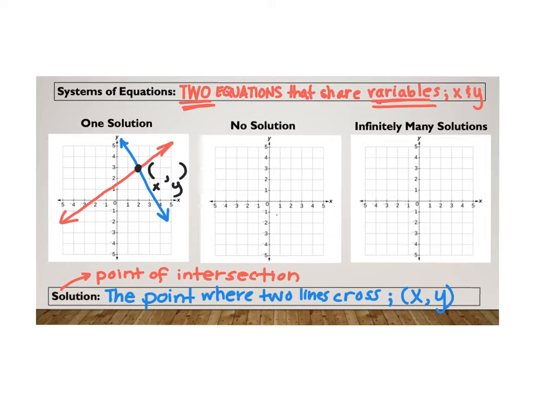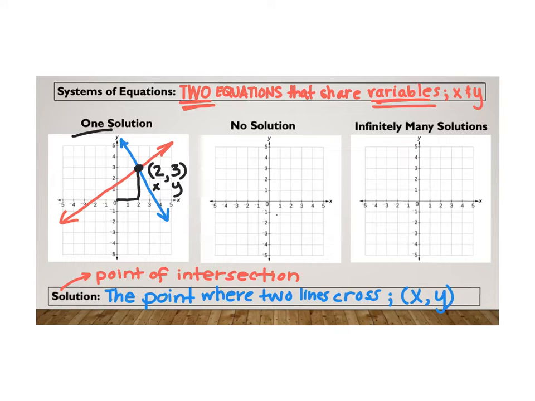x comma y. Okay, so how I do that is I start at 0 and I go over to the x and up to the y. So I went over 2 and I went up 3. So my point of intersection, or my solution, is (2, 3). And we say this system has one solution because they only cross one time.